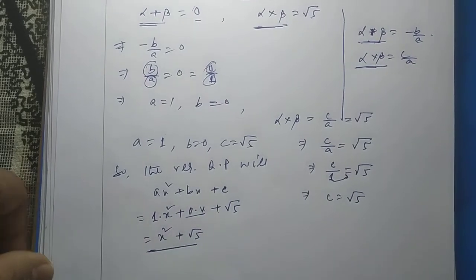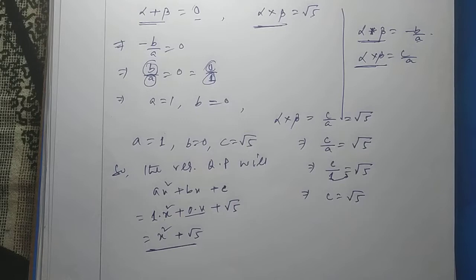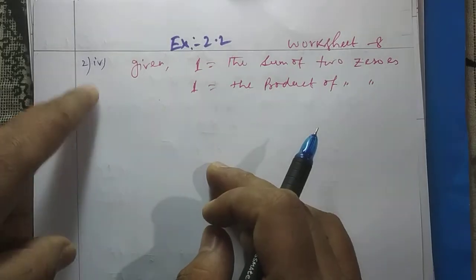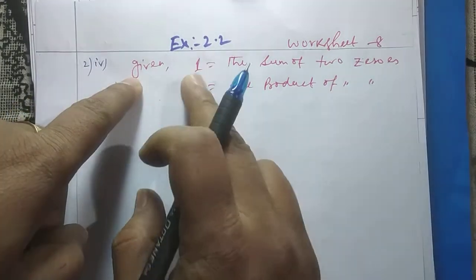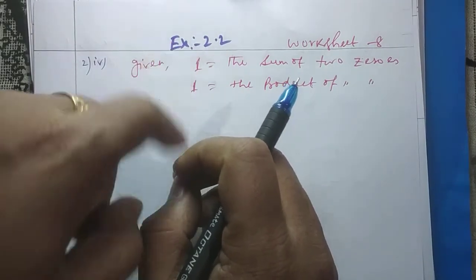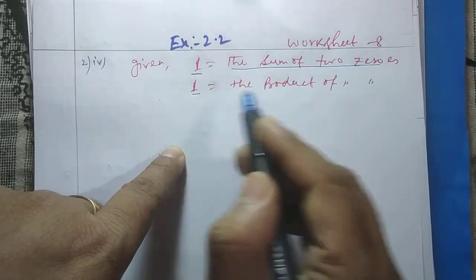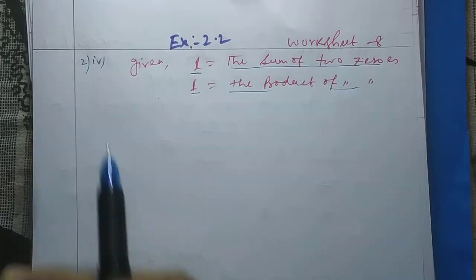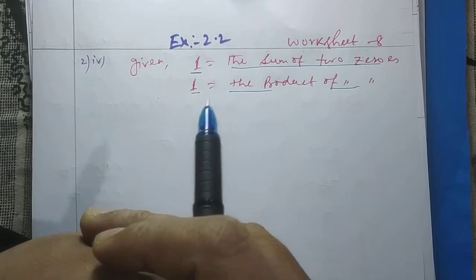So that is the required quadratic polynomial that we are looking for. Understood? Now let us come to the last question, Roman 4. Look at the similar question to Roman 4. In the similar manner, here the two numbers are mentioned, 1 and 1, both are 1. Here the first one is the sum of the two zeros and the second one is the product of the two zeros. In the similar manner, from here we have to find the required quadratic polynomial.